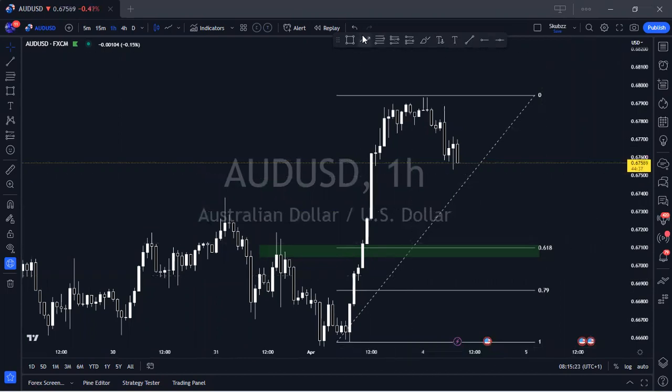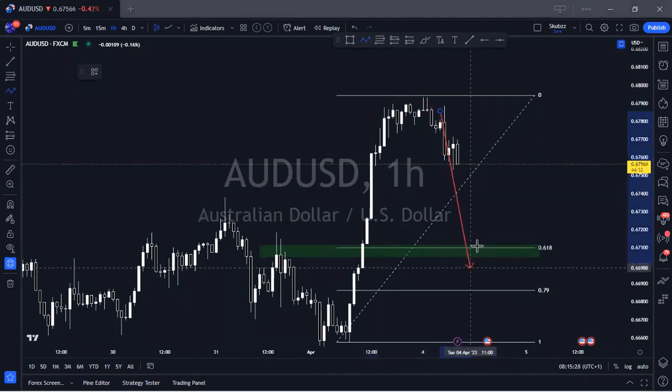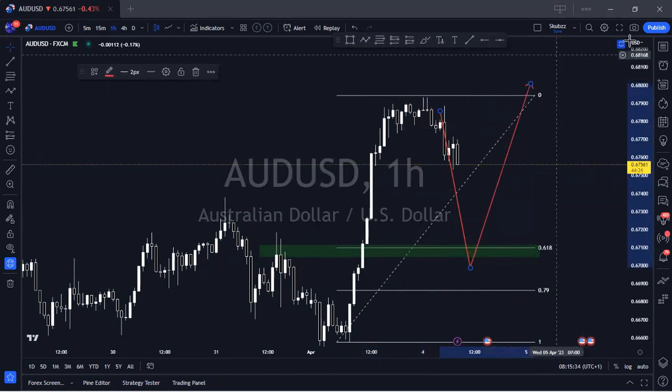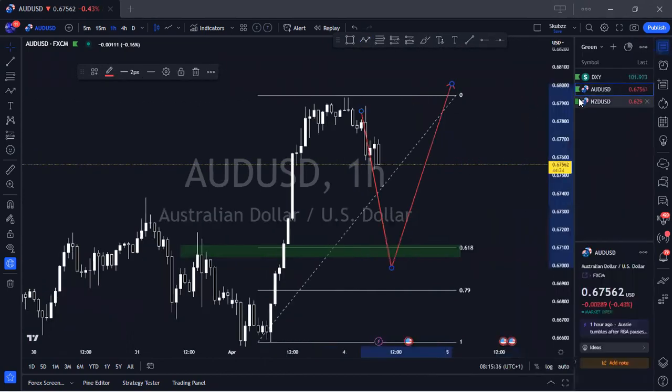Let's see whether price will just come back inside the range, because price just exited the range. Let's see whether price is going to come back, or we can just create structure and then continue. So that's what I'll be looking out for on AUD/USD. Just sit back and see how it plays out.